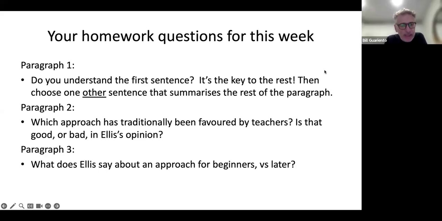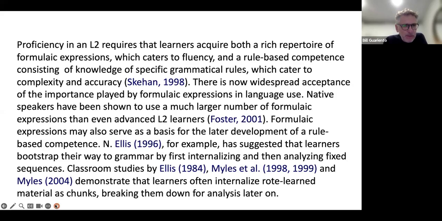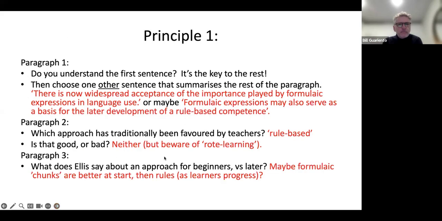He's quite clear that maybe formulaic expressions could be more useful for low-level learners at the beginning when they're learning English or Arabic, any language, for the first time. But then later, maybe learners can make more sense of rules when they are studying a language. Now, so these are my answers.